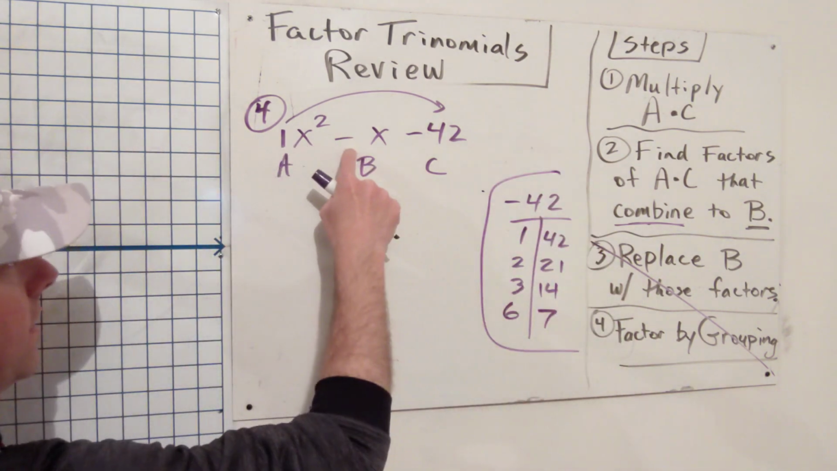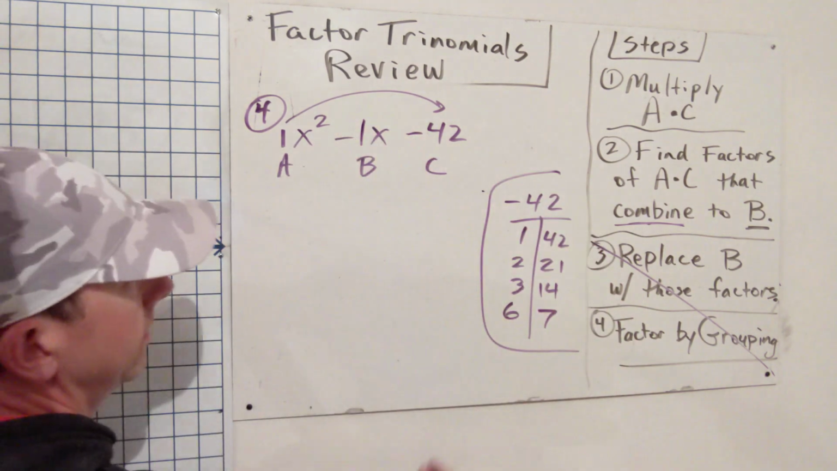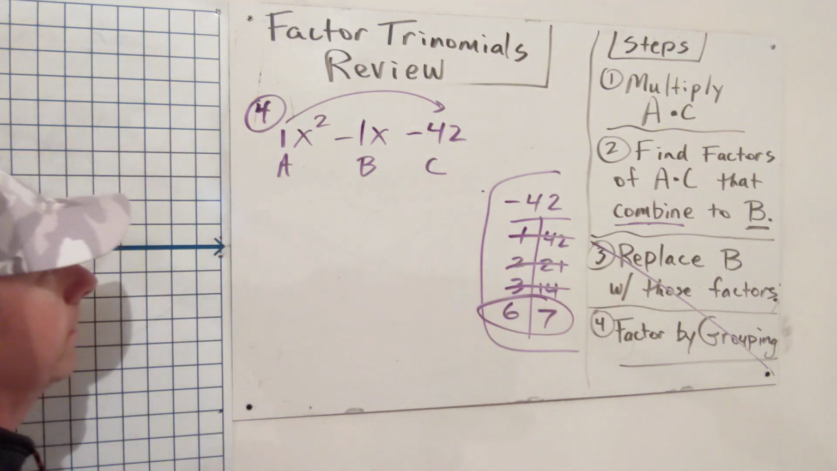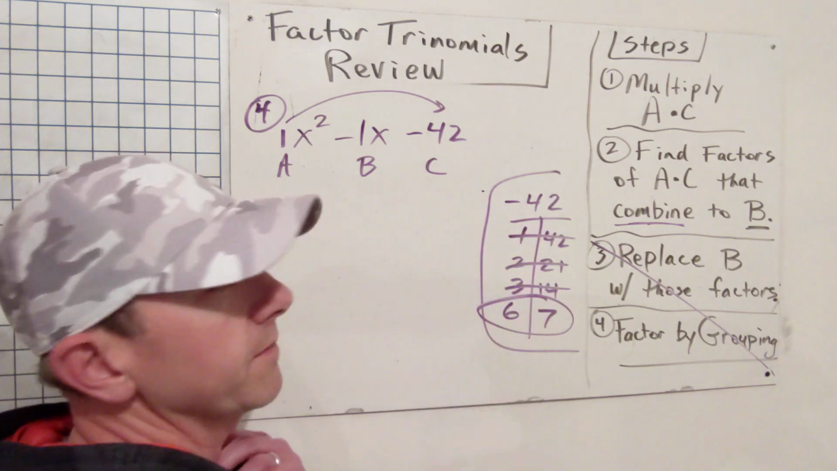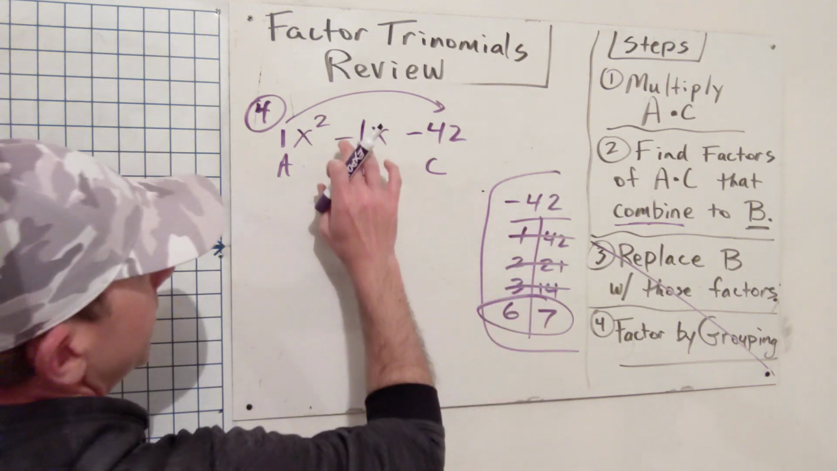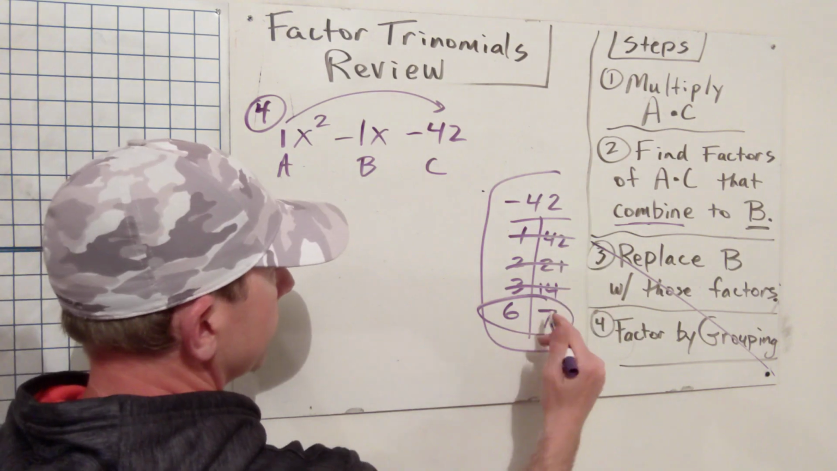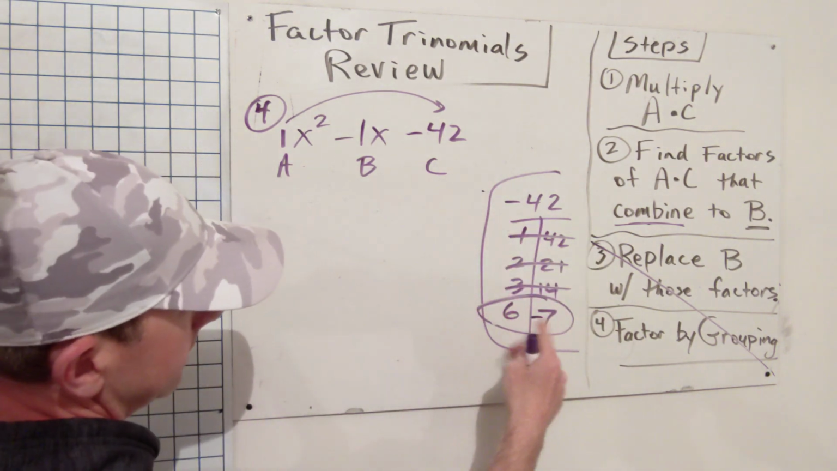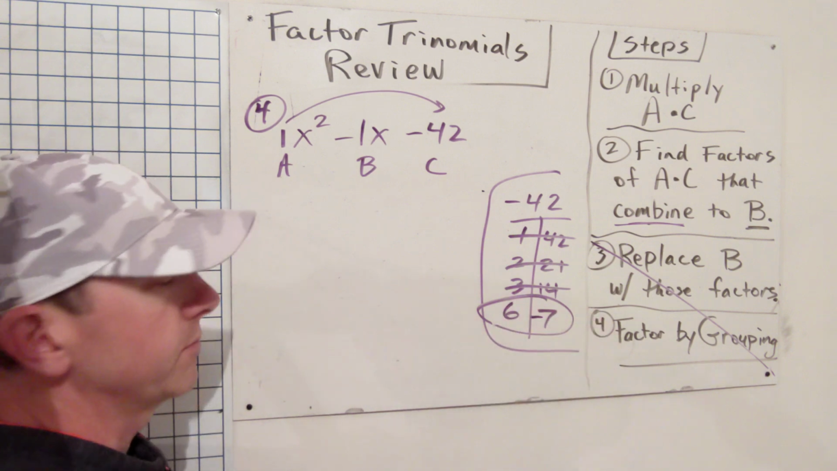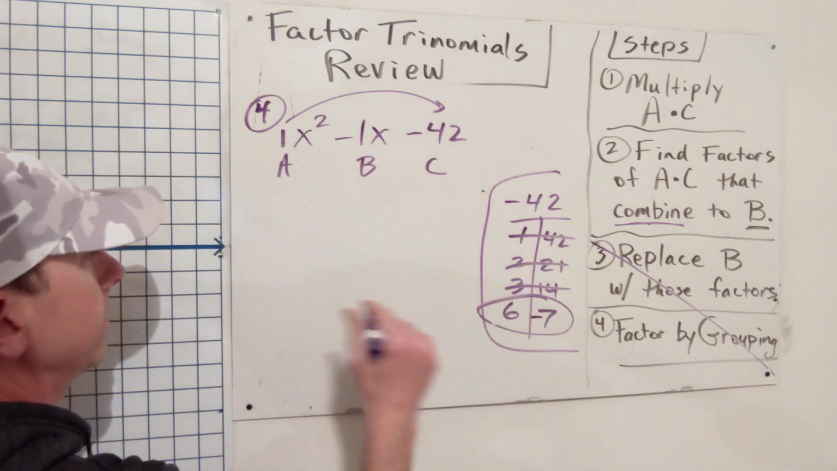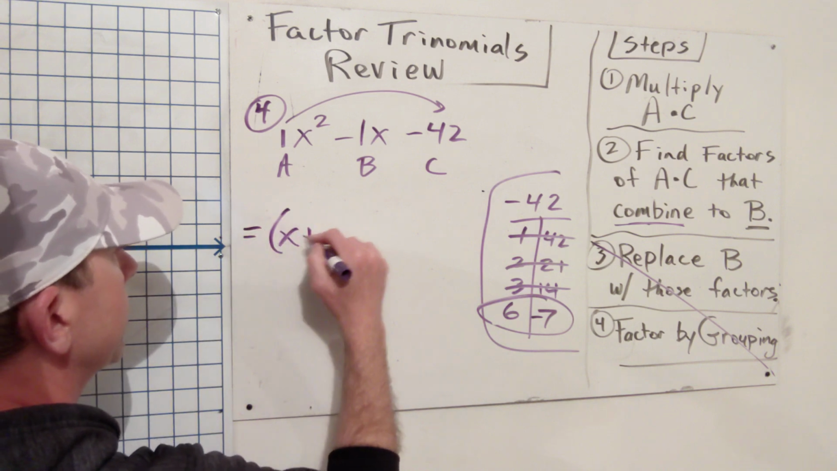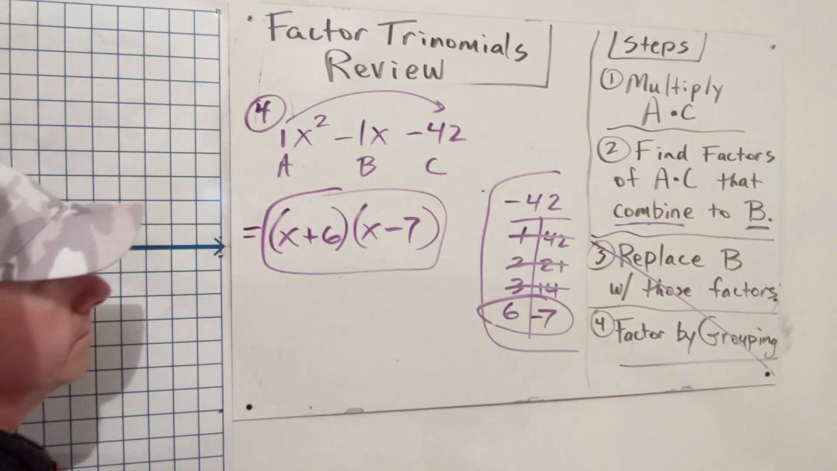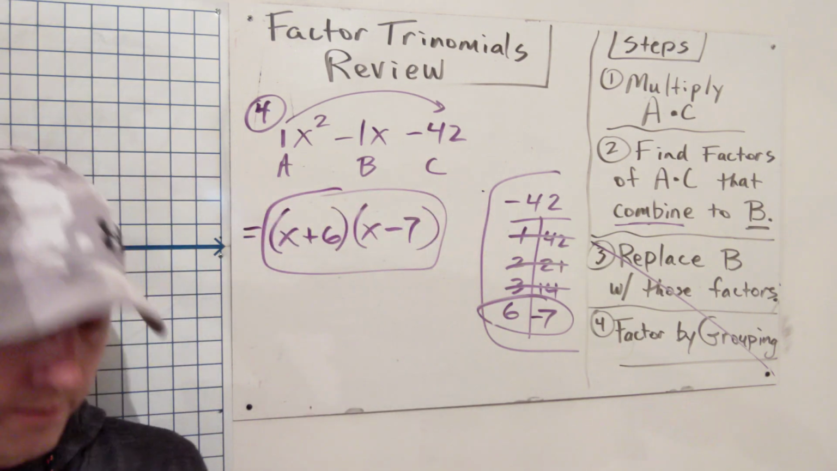So we want the one that will combine. This b is really a negative 1. So these are all out. This one will work. Now, when this is negative, we're going to have one of each sign. So because this one's negative, that tells me the larger column is going to be the negative, and then this will be the positive. Because if you were to add, or 6 minus 7, technically subtract, 6 minus 7, we get negative 1. So those are my 2 answers. I get x plus 6 and x minus 7. Okay? So, there you go.